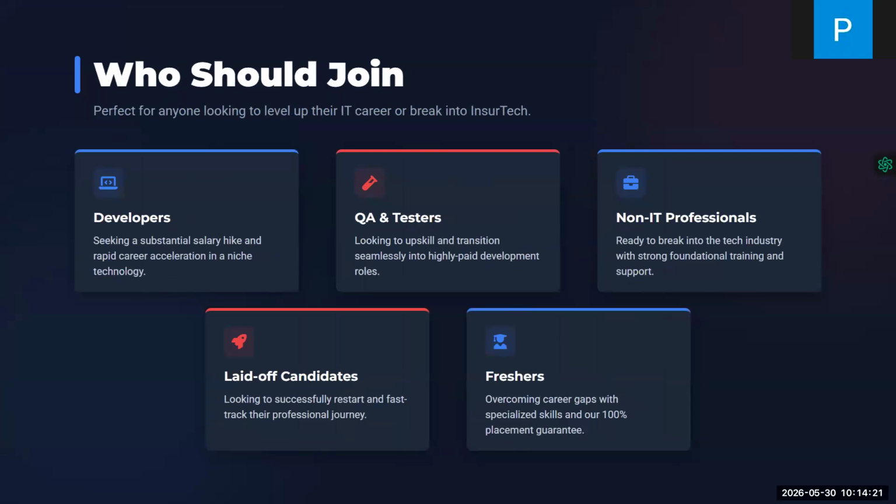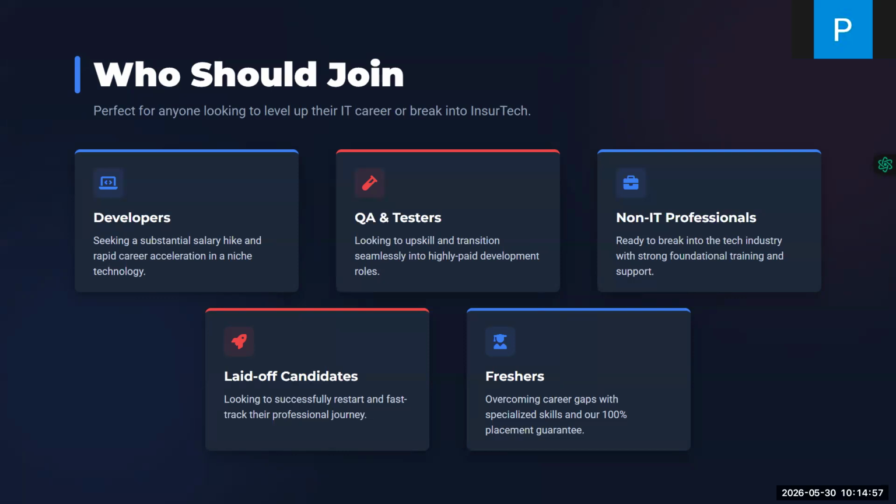And coming to who should join this course? Ideally developers, from .NET or Java or any other technology, or SQL or DevOps engineers, or anyone who wants to move into the insurance domain with good packages, because demand and supply are not balanced. There is more demand and less supply in the market for insurance developers, that means Guidewire developers. So that is the reason your pay scale will also be more in terms of development.